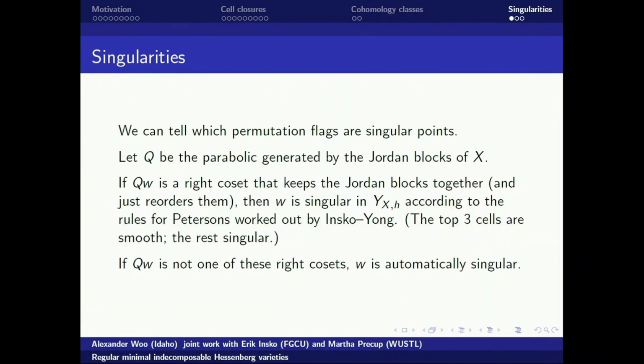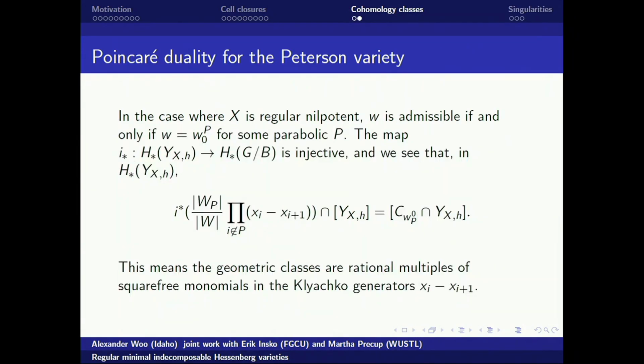In particular, this means that all your classes are rational multiples of square-free monomials in these. Okay? And these are the generators that Kliashko, he didn't quite put it this way, but Kliashko used to study the cohomology of the Peterson.